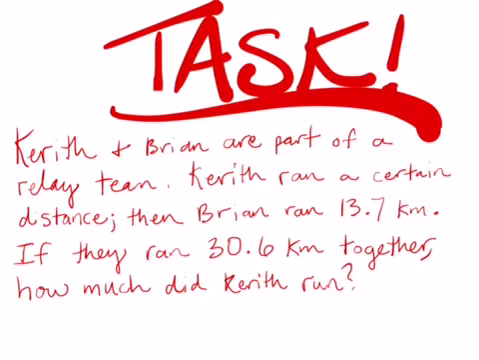Task time! Write this down. Kareth and Brian are part of a relay team. Kareth ran a certain distance, then Brian ran 13 and 7/10 kilometers. If they ran 30 and 6/10 kilometers together, how much did Kareth run? So the final question is just this unknown part. We know it's a certain distance, but it's not the total, because we need to put our totals together.